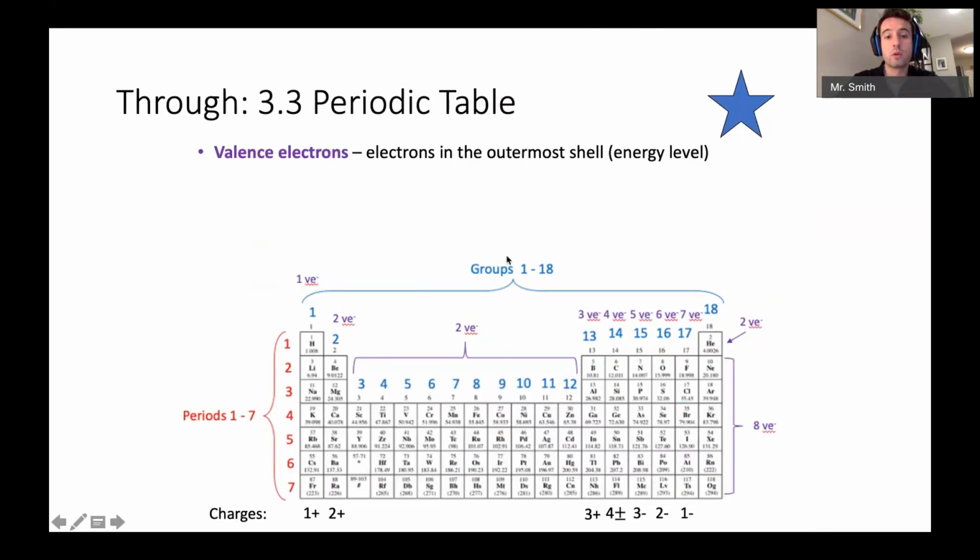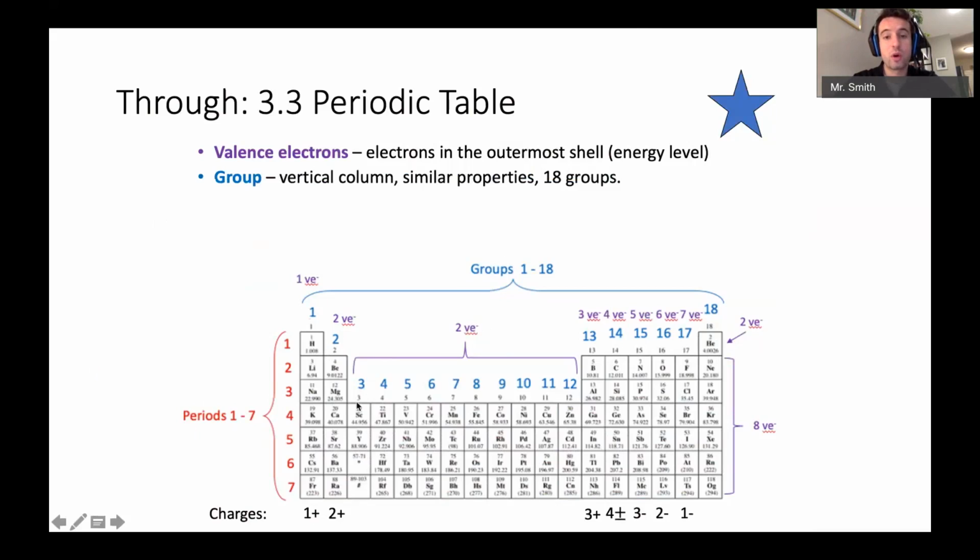What we're going to do now is use these terms groups and periods. I want you to know that a group is what we call a column, something that goes up and down like this. So for example, we wouldn't call this column one, we would call this group one. There's a total of 18. If you name each column, you get a total of 18.